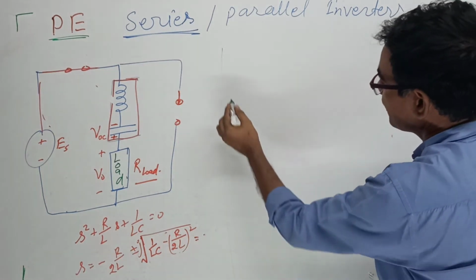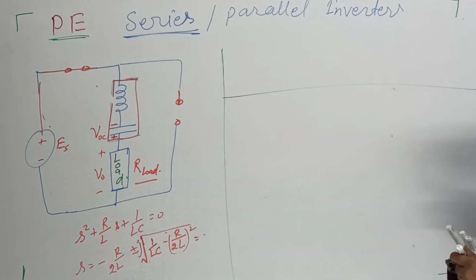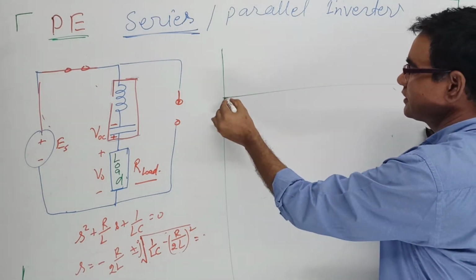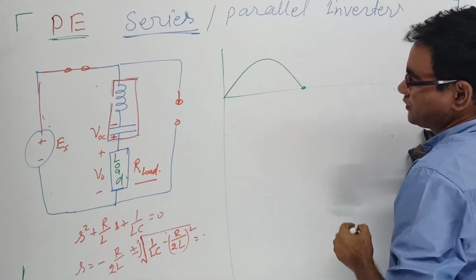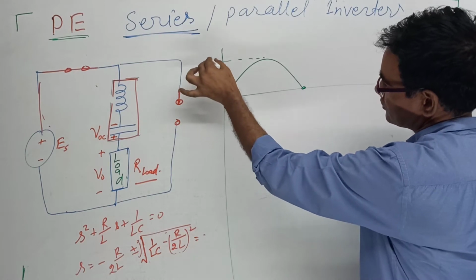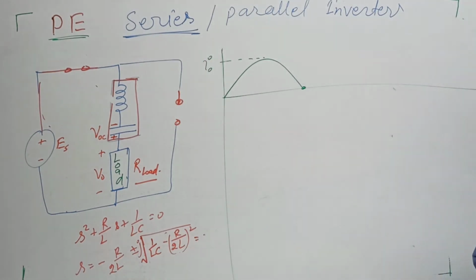We'll find out the current. The current increases and finally it becomes 0. And this is the maximum value of the current. So this is the current in a load or a capacitor.